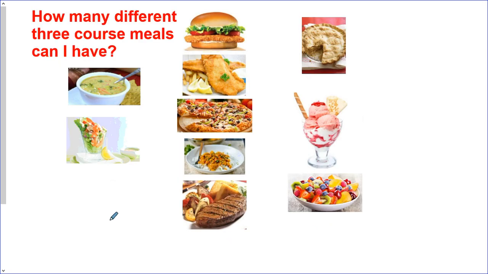How many different 3-course meals can I have if there are 2 starters? We've got a soup and a prawn cocktail. There are 5 mains: burger, fish and chips, pizza, curry and rice, or steak, and 3 different desserts: apple tart, ice cream, and fruit salad. Well, I think you realize this is going to be 2 times 5 times 3, 30 different meals. That's assuming that we have all 3 courses.